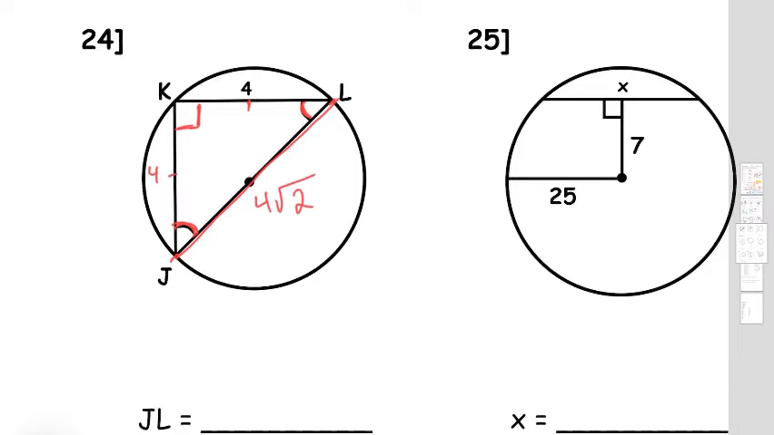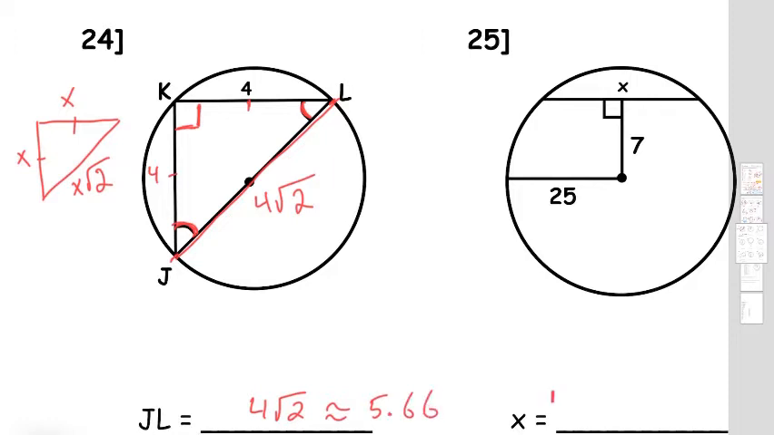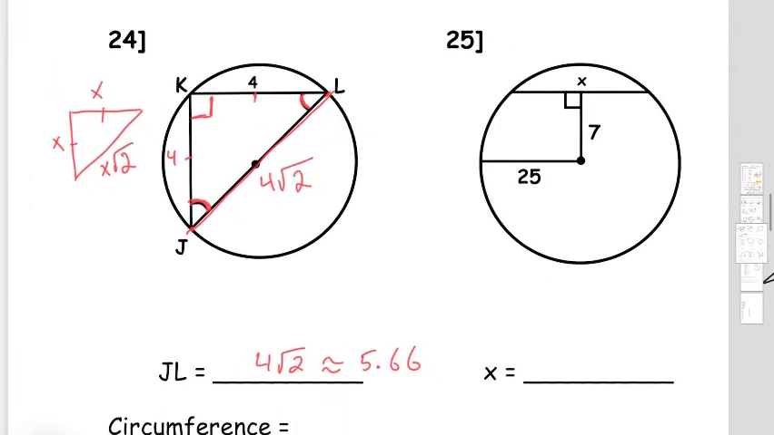So what I'm using here is the fact that it's a 45, 45, 90, which means x root 2. And so here, JL, or 24, is 4 square roots of 2. Or if you want to do this in a decimal way, it's around 5.66.